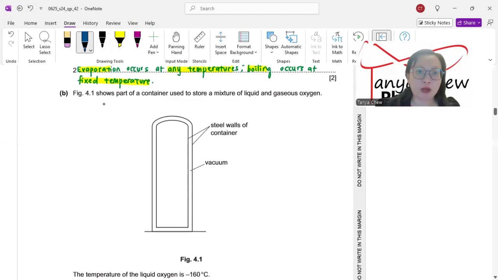B, Fig 4.1 shows part of the container used to store a mixture of liquid and gaseous oxygen.